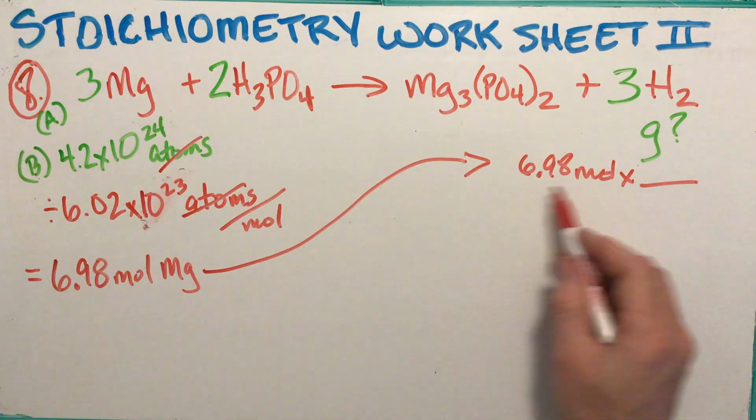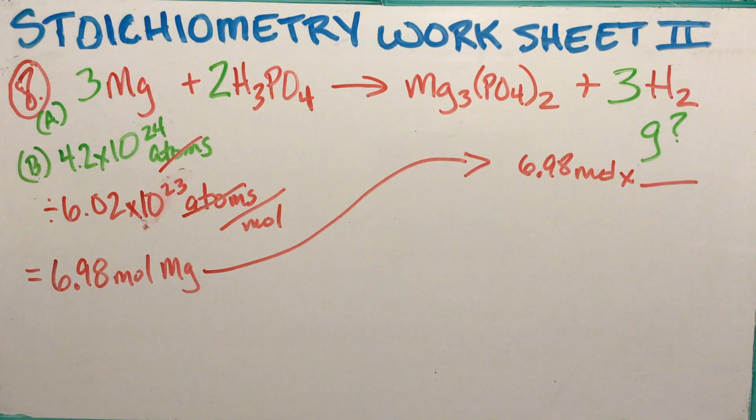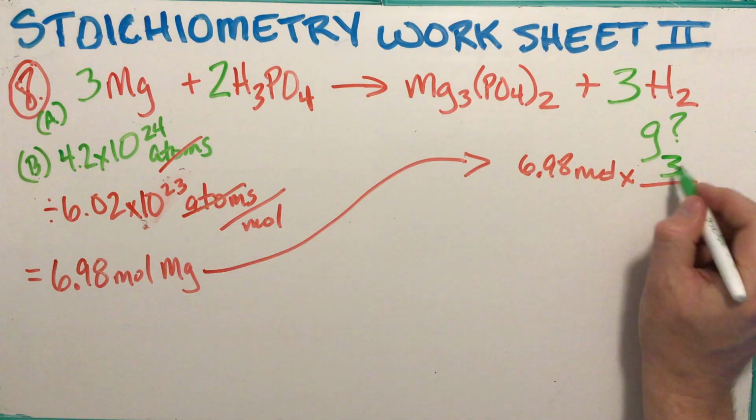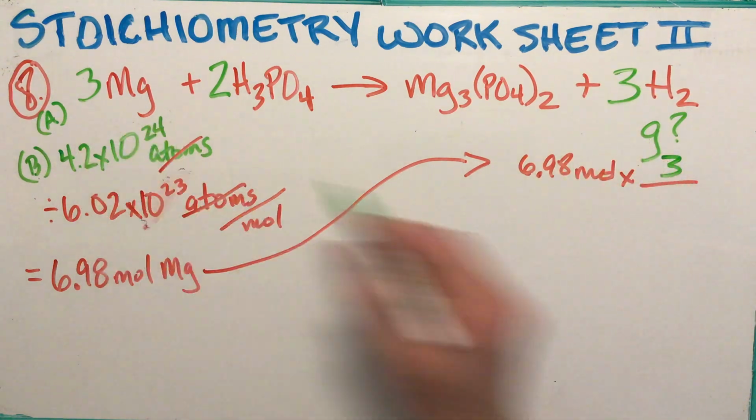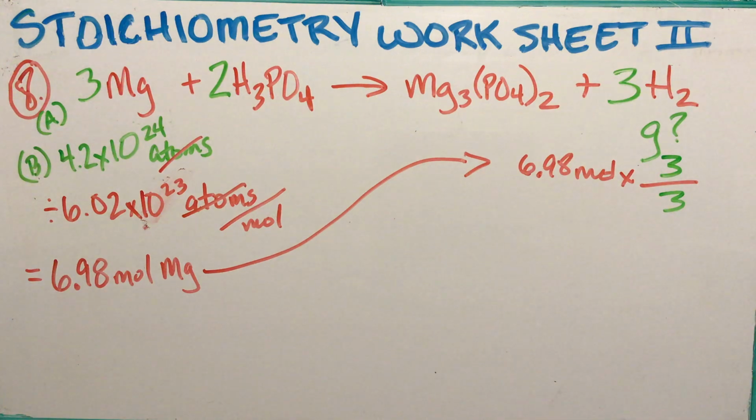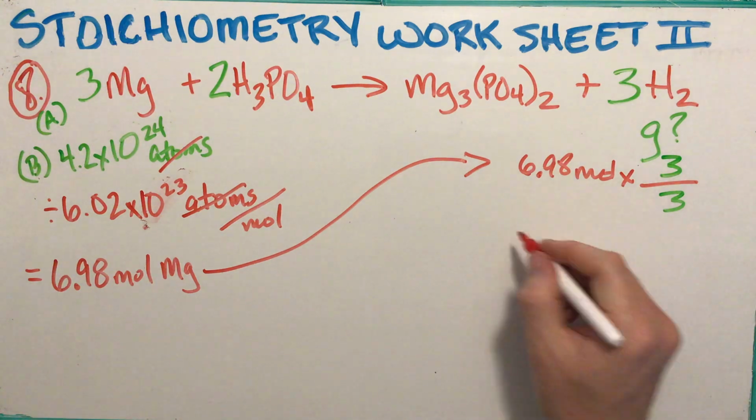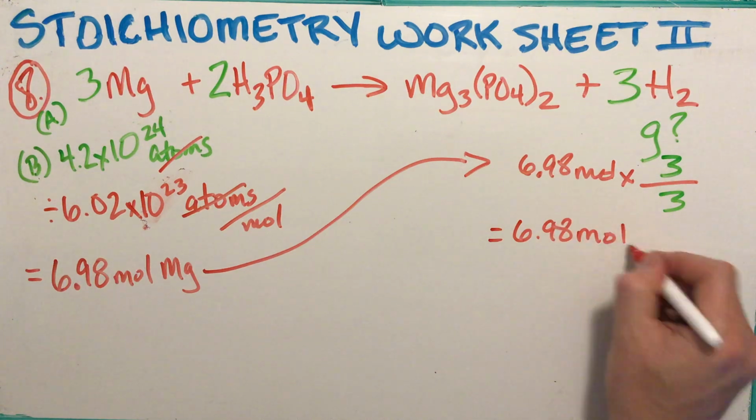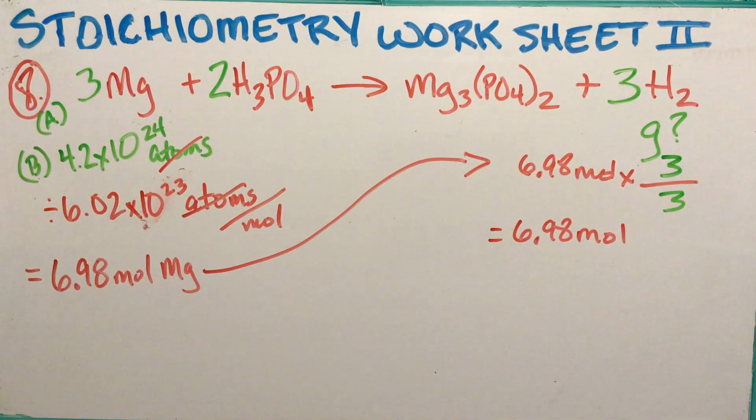So I take my 6.98 moles over and I multiply it by the mole ratio, and my mole ratio, the head of the arrow is where there's a 3, the heel of it is also a 3. That's nice and easy for me. That means that this ends up staying exactly the same. 3 over 3 is the same as 1. Any number multiplied by 1 is the same.